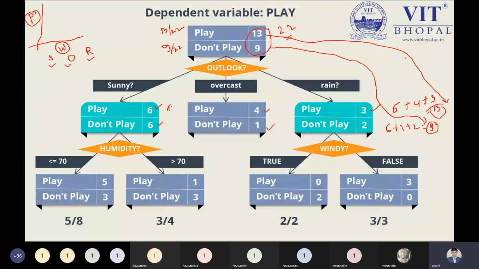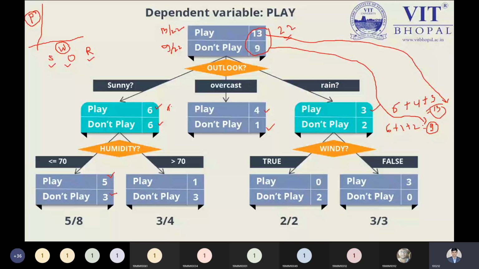Based on the other condition, we filter our information further. Suppose the weather is sunny and 6 people are ready to play the game and 6 people are not ready to play. But suddenly we found that in the sunny case there is some chance of humidity. If humidity is less than 70%, then from the 6 people, 5 people are ready to play the game, and the don't-play count is three.